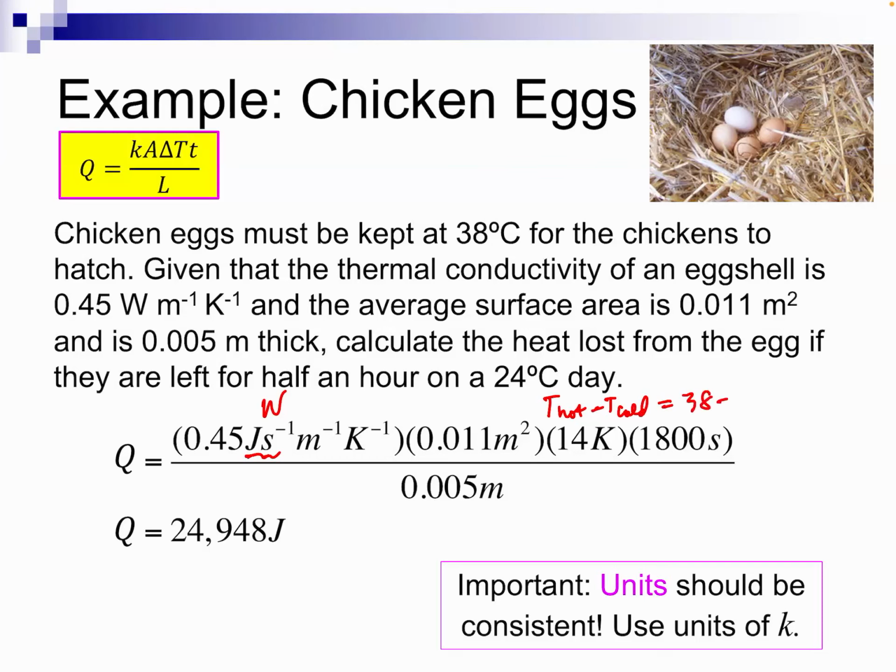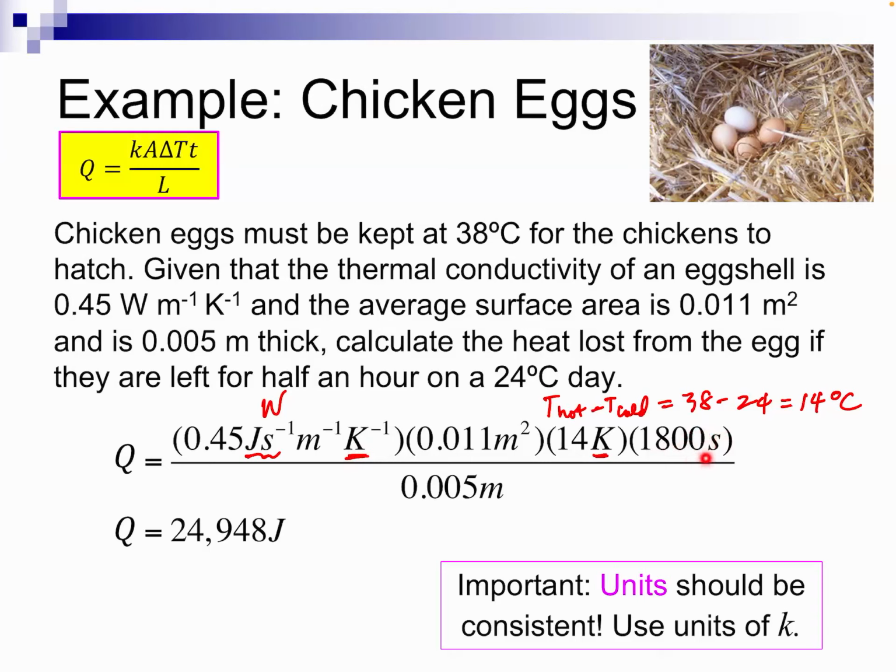38 minus 24 will be 14 degrees Celsius, but we learned that if you're getting a temperature difference, the temperature difference in degrees Celsius will be equal to Kelvin. Just change the unit. You don't have to add 273. So the temperature difference will be 14 kelvins. Why did I use kelvins for temperature? It's because the unit in the constant thermal conductivity is given in Kelvin, so I just want to be consistent with my units.